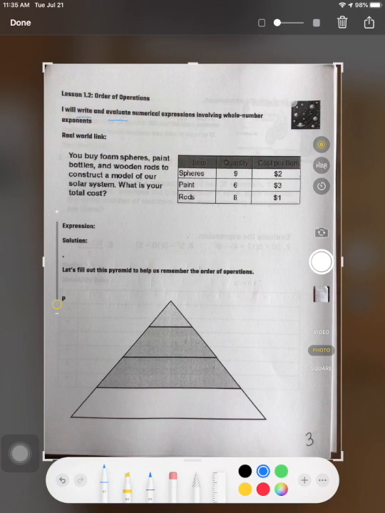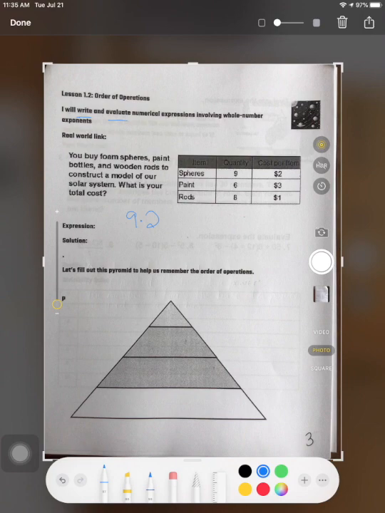So if you look at the real world link, you're buying a whole bunch of materials for a solar system model. You're buying spheres and paint and rods, and you want certain numbers. So you want 9 of the $2 spheres, okay? So yes, you could do 2 plus 2 plus 2 plus 2, or to write that as an expression, you could do 9 times 2 because you want 9 of those $2 items.